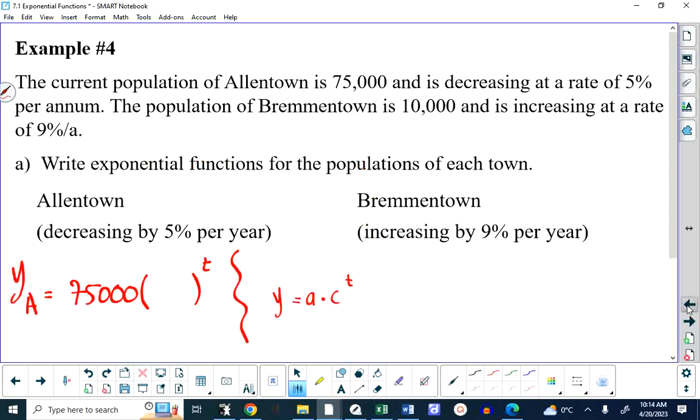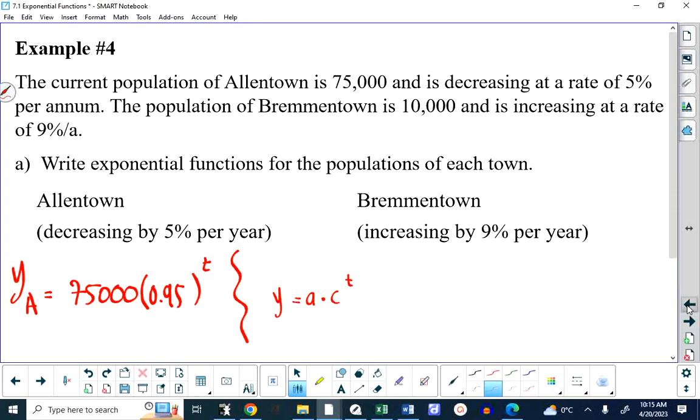Why should this be 0.95? Can anybody explain why that should be 0.95? Because you would have to be able to explain this on an exam or an assignment. Patrick. Because it's decreasing by 5%. Right. It's decreasing by 5%. 100% is 1 in decimal form. Or think of it this way. If we have 100% and you lose 5%, what percent are you left with? 95%. But 95% is 0.95.